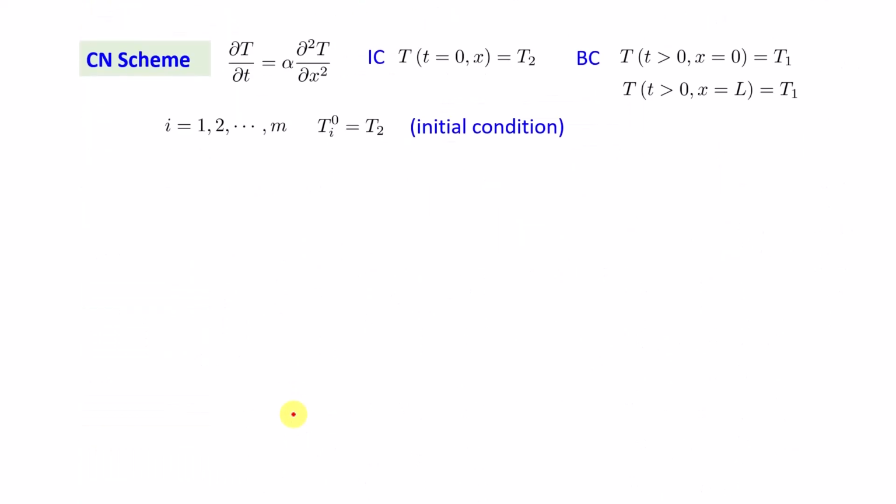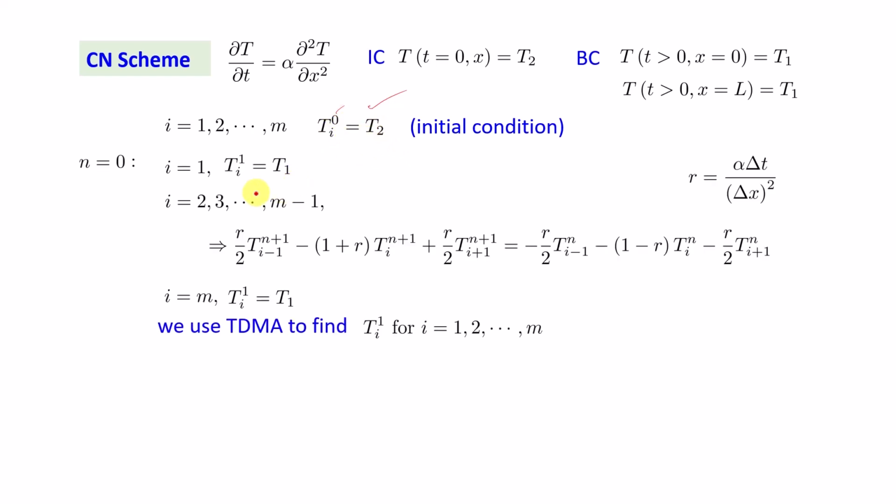What would be the algorithm? Well, it would be very similar to the implicit algorithm. We are starting from the initial condition T2 and boundary condition T1. So here this initial condition is this T2. I give this Ti zero equals T2. This 0 is the time level. Then for n equals 0, that means I'm calculating for T superscript 1. Between i equals 2 to m minus 1, I have to solve this equation. For i equals 1 and i equals m, I apply boundary condition T1.